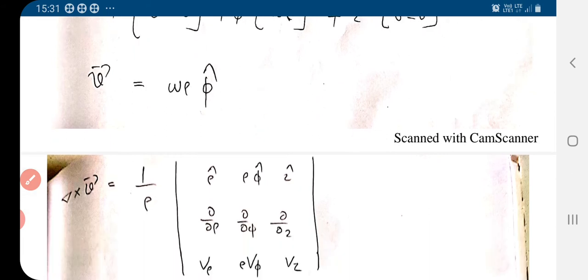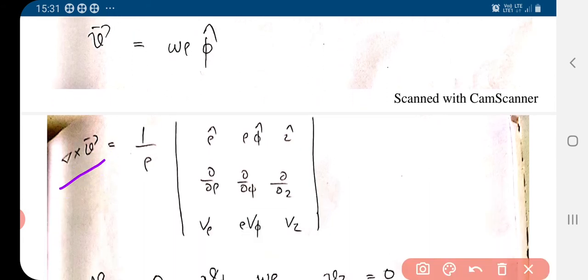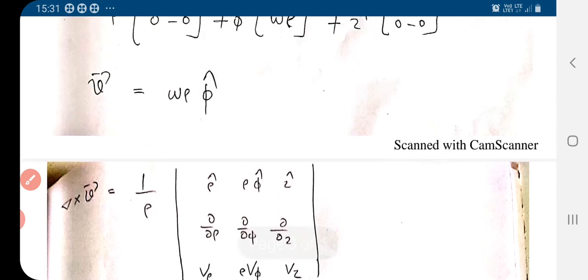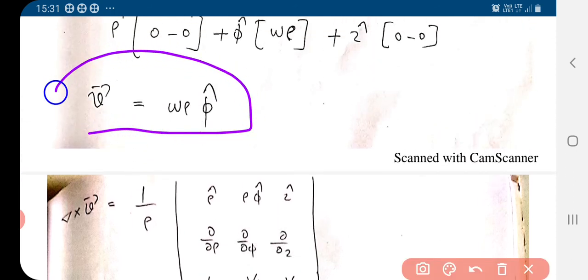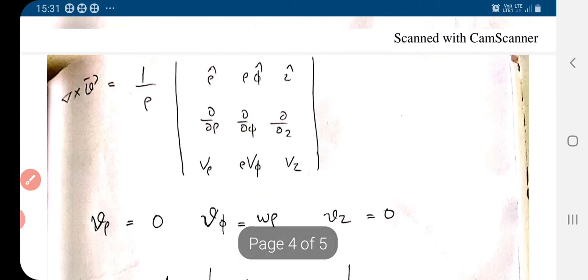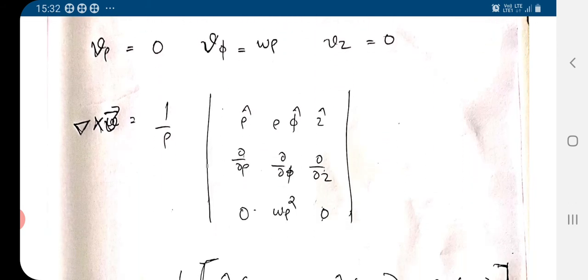Now once velocity is with us, we can determine del cross V. Del cross V, this is the expression, 1 by rho. Here we need the rho component, here we need the phi component, here we need the z component, that we substitute. We know for V there is only a phi component. The rho component is 0, and the z component is 0. So we have this only, and del cross V is now given by this.